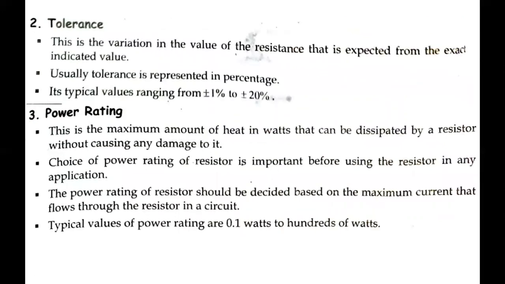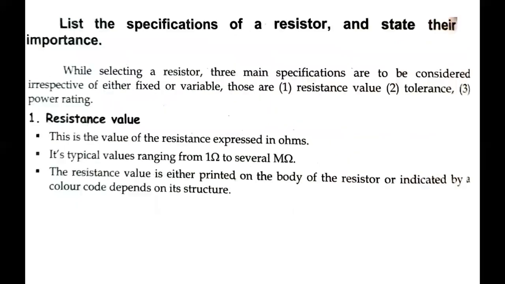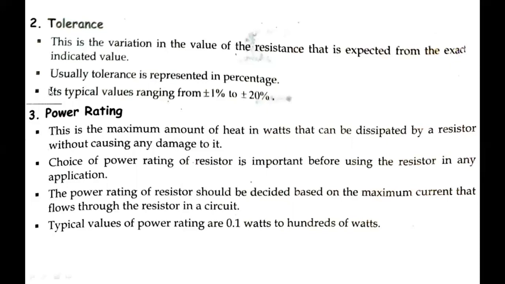Tolerance. Tolerance is the variation in the value of the resistance that is expected from the exact indicated value, that is the value printed on the resistor or indicated by the color code. Usually tolerance is represented as a percentage, with typical values ranging from plus or minus 1% to plus or minus 20%.